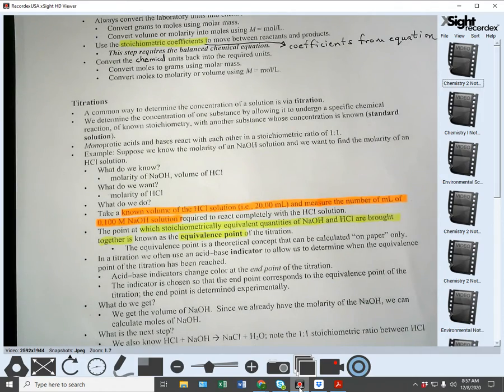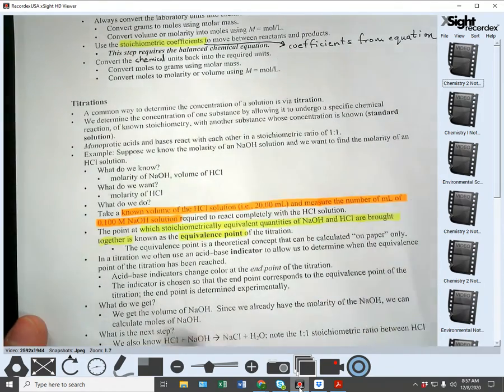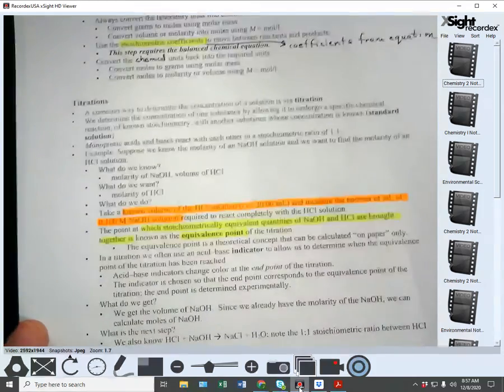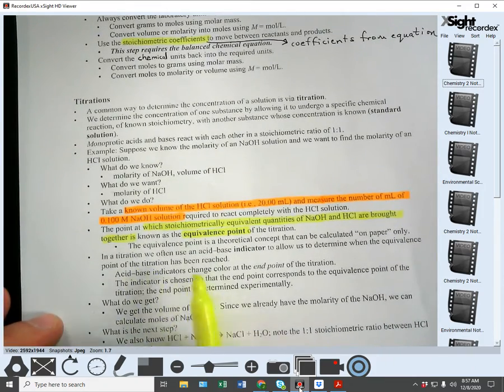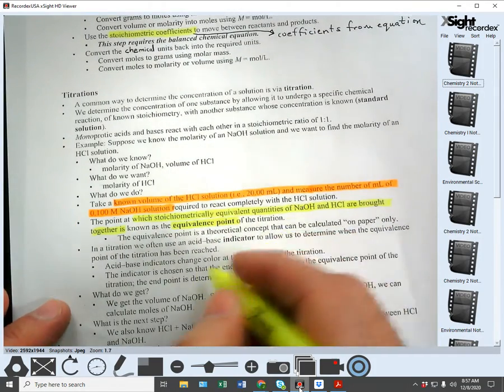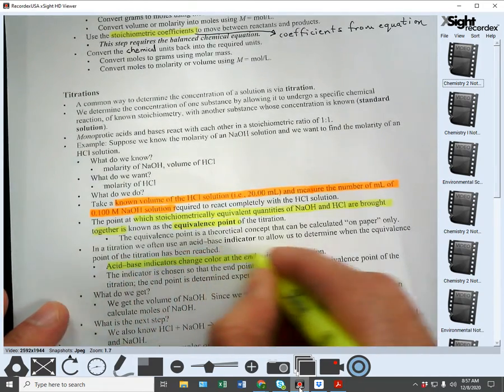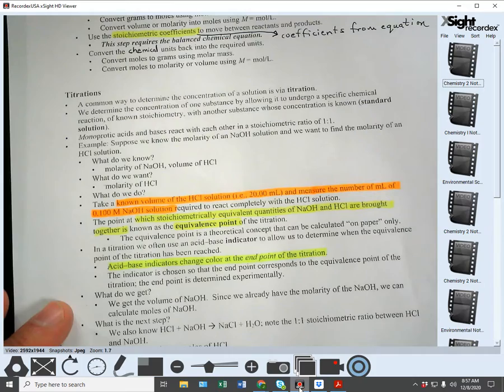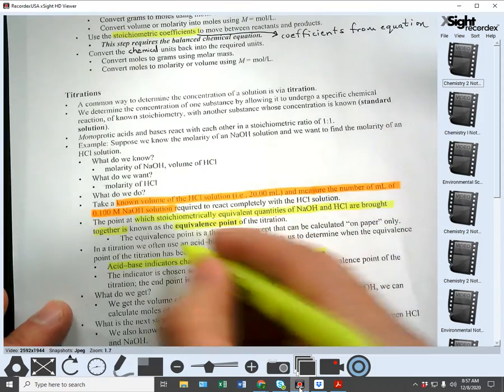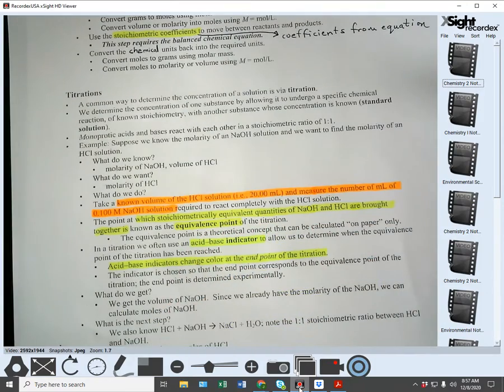I'm going to do a practice problem. The stuff that they have here is good. The acid base indicator, like phenol red, is an acid base indicator. They change color at the end point of the titration. So in titration, we use an acid base indicator, something like this. It indicates if it's acid or base. And at the end point of the titration, in other words, when they've hit the equivalence point, that's when it changes color.